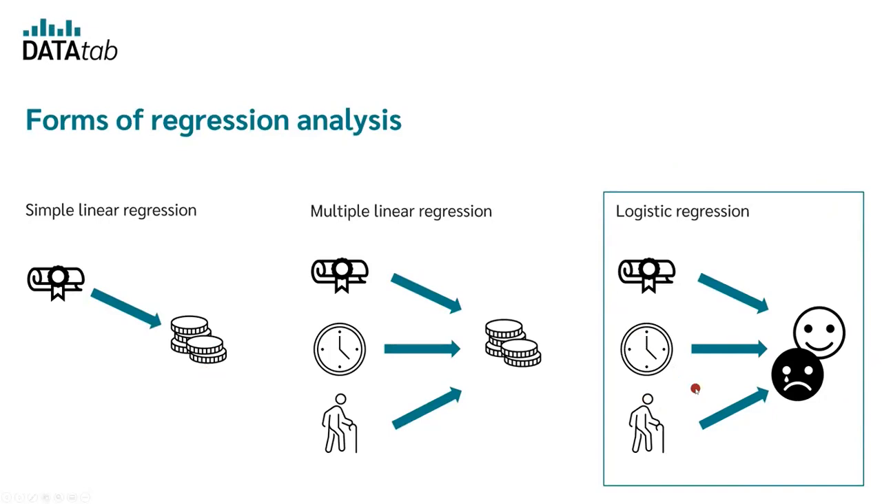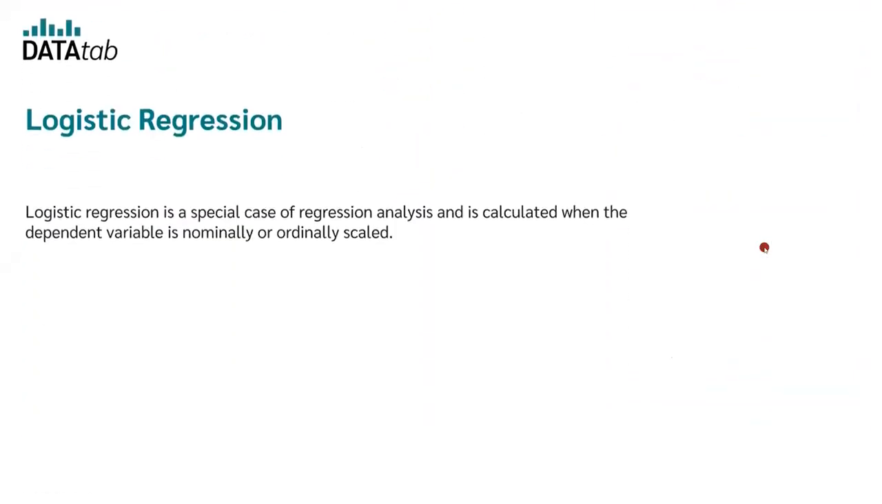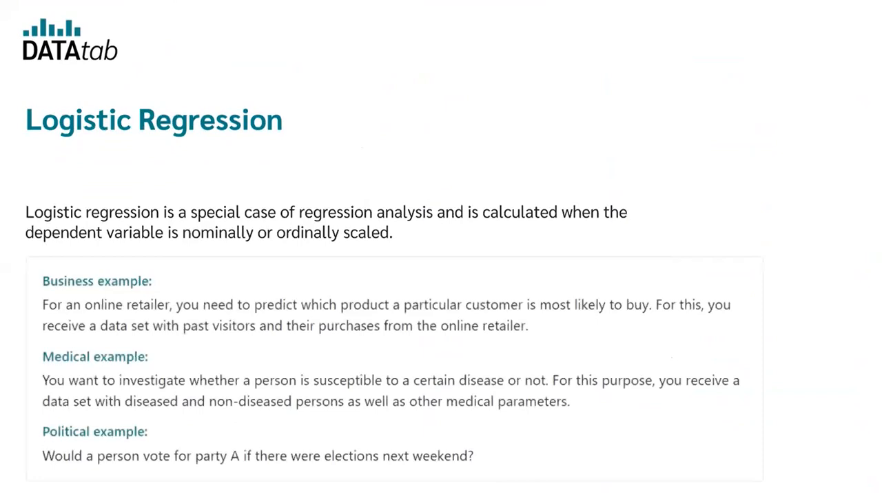Let's say you want to predict whether a person is at risk for burnout or not. You want to make this prediction by asking a person's highest educational attainment, weekly working hours, and the person's age. Since the variable whether a person is at risk for burnout or not is a categorical variable, you have to use a logistic regression. The logistic regression is a special case of regression analysis, and it is calculated when the dependent variable is nominally or ordinally scaled.